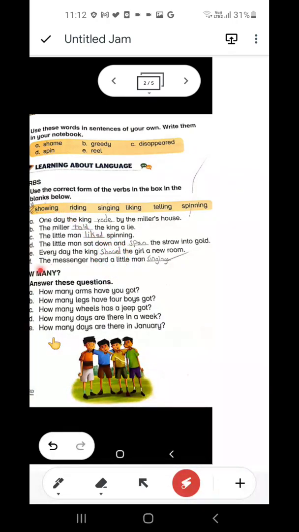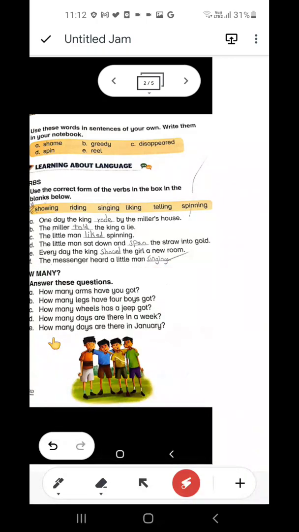And the last is, the messenger heard a little man singing. Students, we are not going to change this word. We are not going to change the verb here. Why? Because it is not the requirement of the sentence. The messenger heard a little man. Heard has already covered the requirement of past tense. It is the second form of the verb. This is why we are going to use singing here.